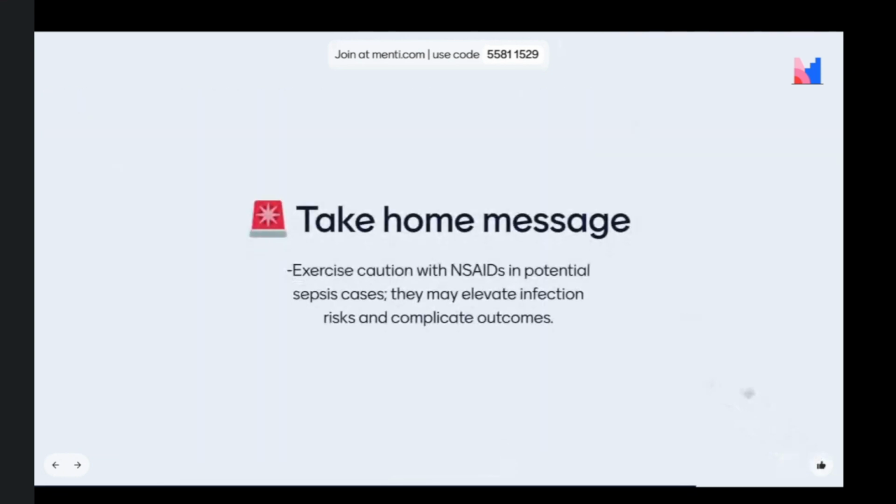So our take-home message for today: exercise caution with NSAIDs in potential sepsis cases, because they may elevate infection risk and complicate outcomes. Like your patient may just be coming for a simple infection, and then you give him the NSAIDs, and it will turn into something bigger that will make him go into hospitalization and a lot more bad stuff.